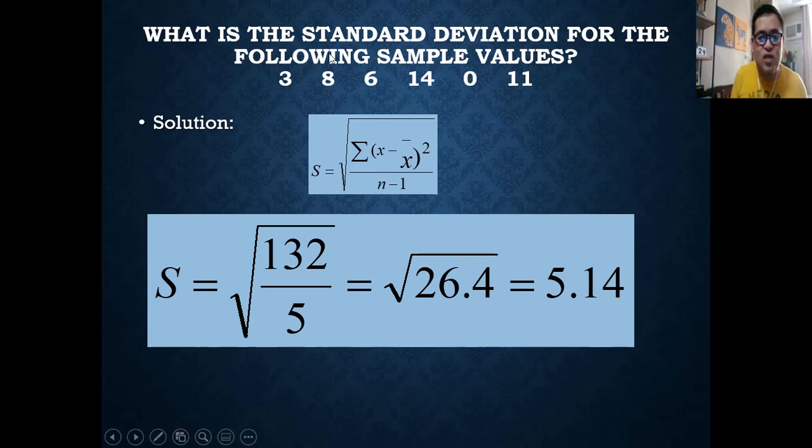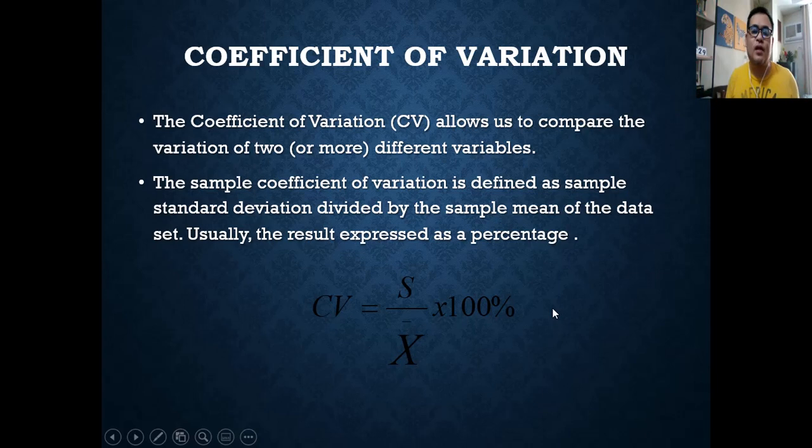So the standard deviation of these sample values, since we have already computed the variance a while ago, which is 26.4, we get the square root, so we have a standard deviation of 5.14.